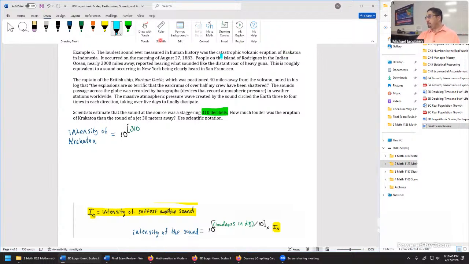That color coding might get confusing. Let me reset it this way. So take 310, divide it by 10, and it gets multiplied against I naught. This is telling us how many times louder this eruption at Krakatoa was than the softest audible sound. So that's 10 to the power 31 times as loud as the softest audible sound. That's where I naught goes in for this computation. And there's no simplifying beyond this point. It just stays at that stage. And now we go over to the other event, a jet 30 meters away rather.